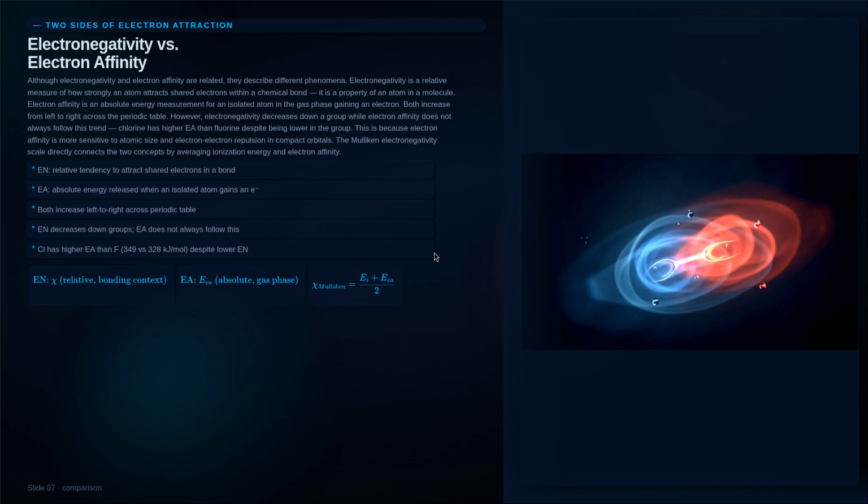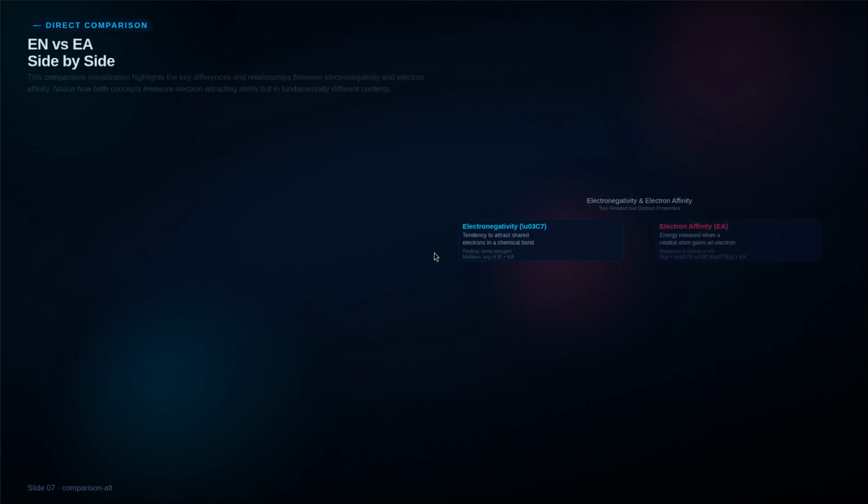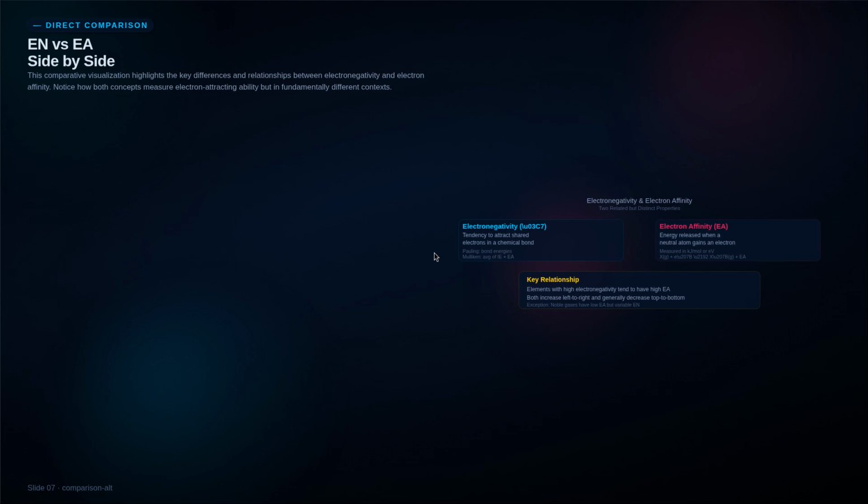However, electronegativity decreases down a group, while electron affinity does not always follow this trend. Chlorine has a higher electron affinity than fluorine, despite being lower in the group, because electron affinity is more sensitive to atomic size and electron-electron repulsion. This side-by-side comparison highlights the key differences and relationships between electronegativity and electron affinity.